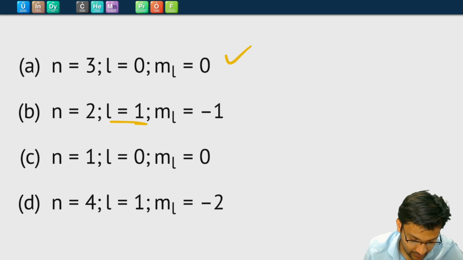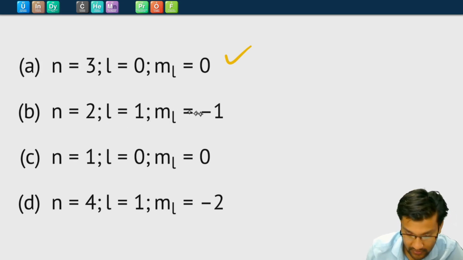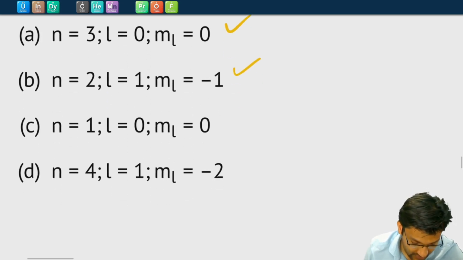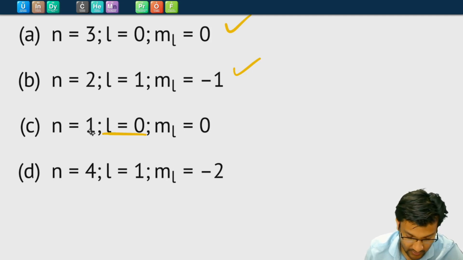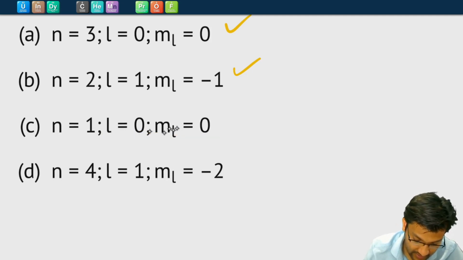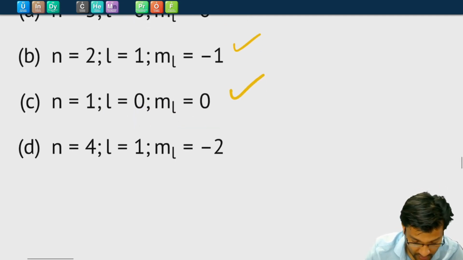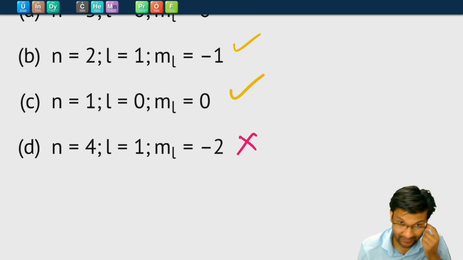B says N equals 2, L equals 1, ML equals -1. Let's see, L is less than or equal to N minus 1, so that's okay. And ML is between -L and +L, it's -1, so that's okay. C says N equals 1, L equals 0, ML equals 0. L again is less than or equal to N minus 1, so that's okay. ML is between -L and +L, so that's okay. So this is okay.